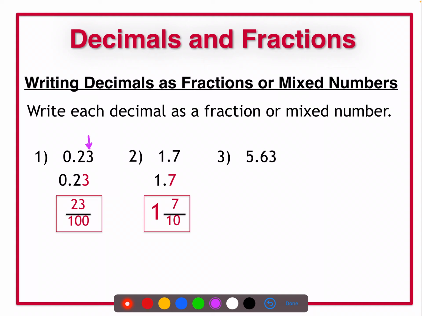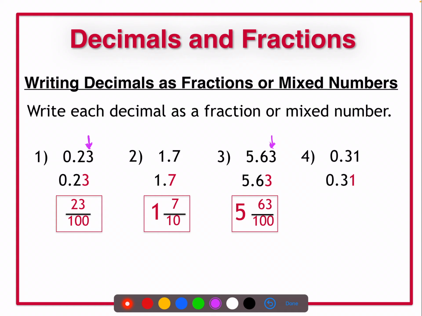Number 3, we have 5.63. So again, we look at the last digit, it's in the hundredths place. So it'll be 5 and 63/100ths. And finally, we have 0.31. So again, the 31 is in the hundredths place. So it's 31/100. Since you cannot simplify it, that is your answer.